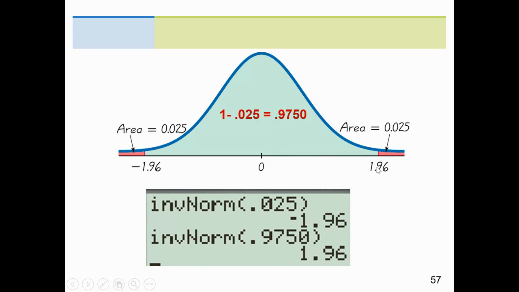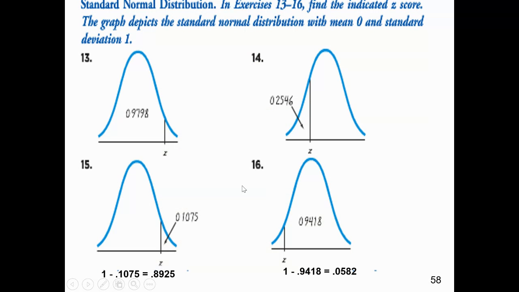The area that's associated with that number is from here to the left. And that's what it is, 0.9750. That's why I'm using inverse norm. Flip the script. Once again, here I would enter in 0.9798. Here I would enter in 0.2546. Now, notice here, I'm looking for this z-score. The area that's associated with that z-score is from this vertical line to the left. Well, he tells you that this little piece here is 0.1075. Big deal. I need to know the area to the left so I can input it into my calculator.